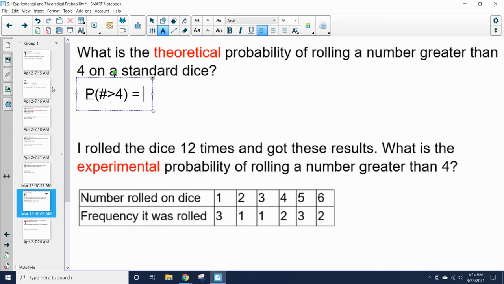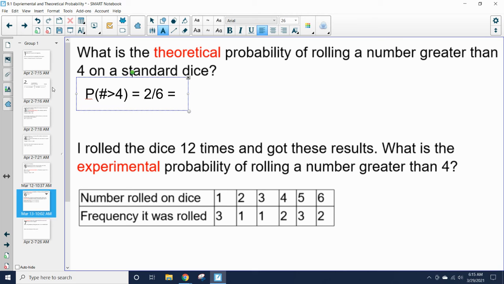So a standard dice has 6 sides. We think, what numbers are greater than 4? Well, 5 and 6 are greater than 4, so our desired outcomes would be either a 5 or a 6. So there are 2 desired outcomes out of my 6 total outcomes on my dice.